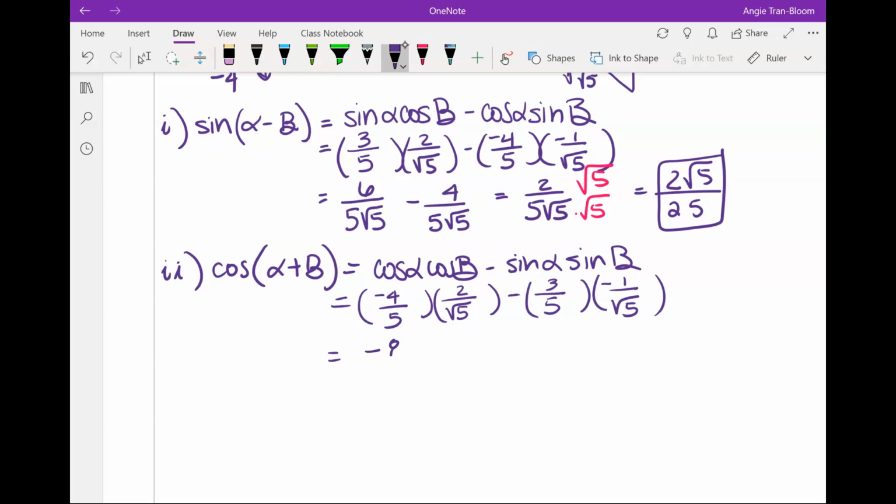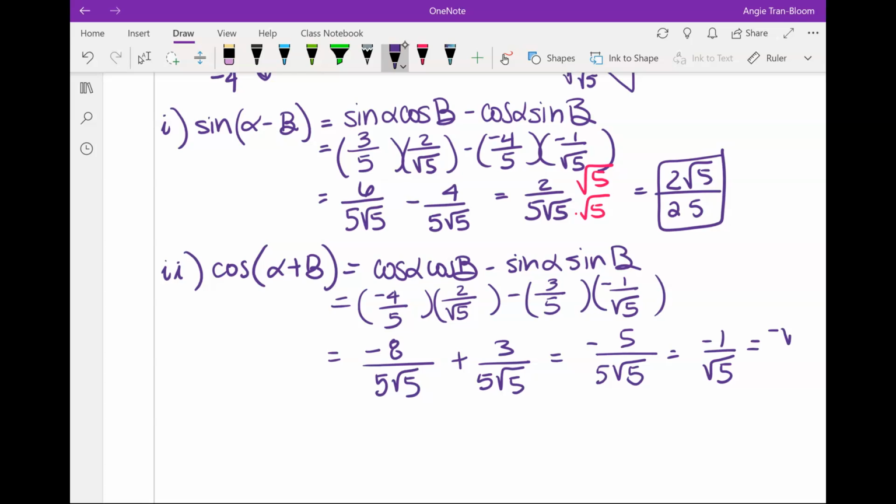It's going to be negative 8 all over 5 rad 5. Okay. A negative times a negative is now a positive 3 over 5 rad 5. Combine, we get what? Negative 5 over 5 rad 5. Can I reduce? Yes, it's going to be negative 1 over rad 5. Final answer is negative rad 5 all over 5.